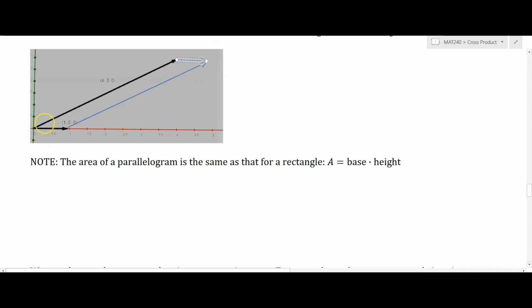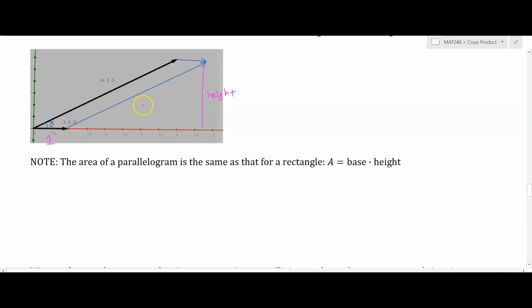And so now this angle here is just some angle theta. To find the area of this parallelogram, first of all, we should note that the area of a parallelogram is the same as that for a rectangle. It's base times height. We've got to be careful because although the base is the length of this vector here, which is 1, because it's the vector 1, 0, 0, we really need to be able to think about the length of not this vector, but the height of the corresponding parallelogram. So this is going to be the height right here.